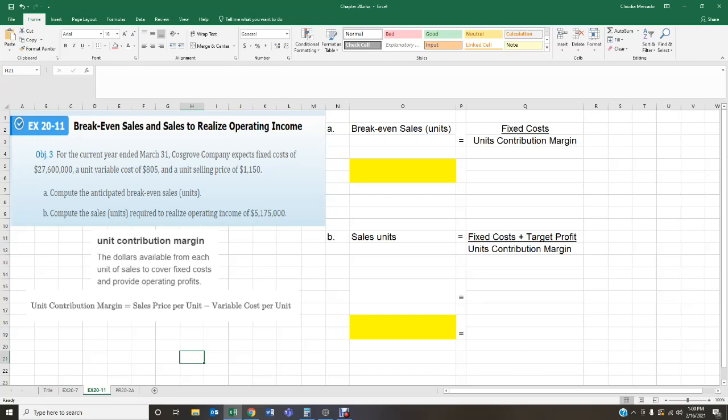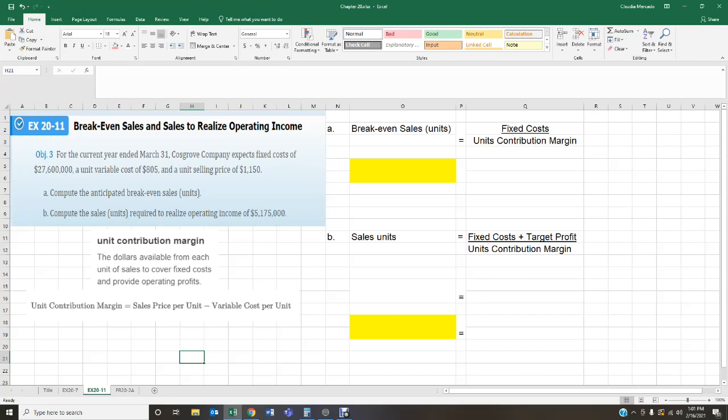So how are we going to figure this out? Well, in your textbook, we have the break-even sales units formula, which is basically your fixed cost over your unit contribution margin. Now the question becomes, what is your unit contribution margin? Coming straight out of your ebook, the definition for unit contribution margin says that it's the dollars available from each unit of sales to cover fixed costs and provide operating profits. Now, how do we calculate unit contribution margin, class? Well, our unit contribution margin is equal to our sales price per unit minus our variable cost per unit.